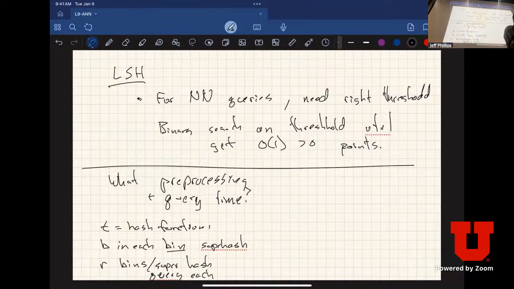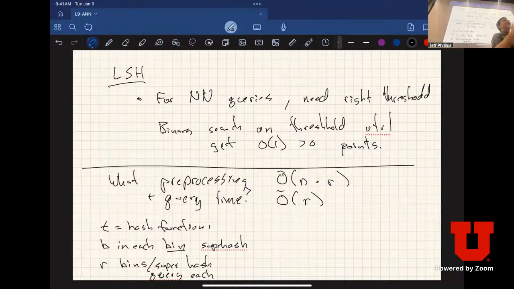So the pre-processing time is going to be O of n times r. And the query time, I need to query each of these super bins, and there are r of them, and each of them takes roughly constant time. There are a few other things I need to do, like with the binary search, so there are some other smaller order terms.